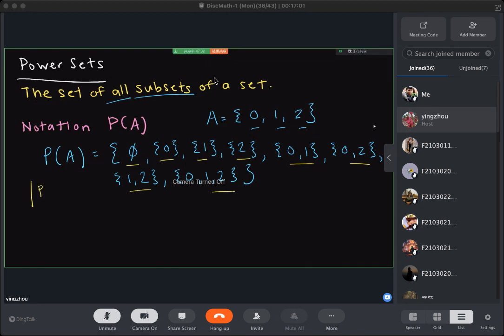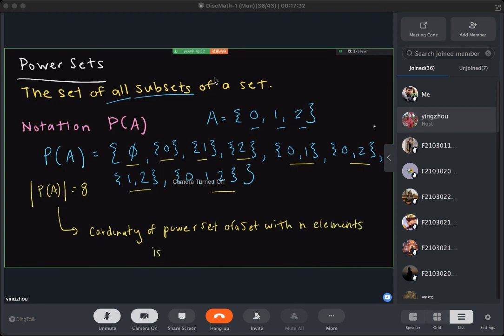So the cardinality of the power set of A is 8. We'll go in depth about this later, but if you ever want the cardinality of the power set of a set with n elements, it is 2 to the n. So here I had 3 elements, and therefore 2 to the third was 8, and that is exactly how many we found.